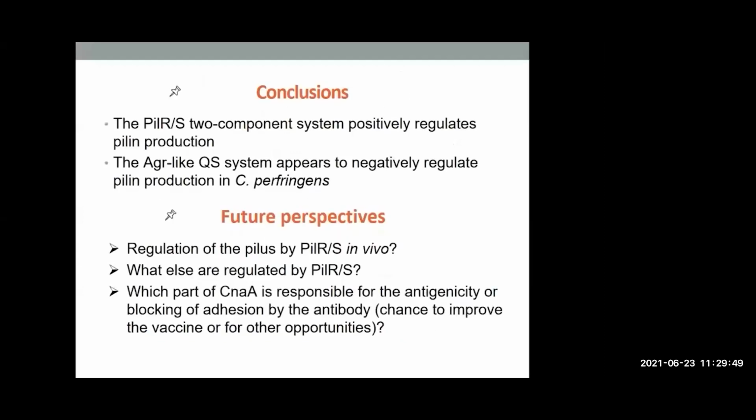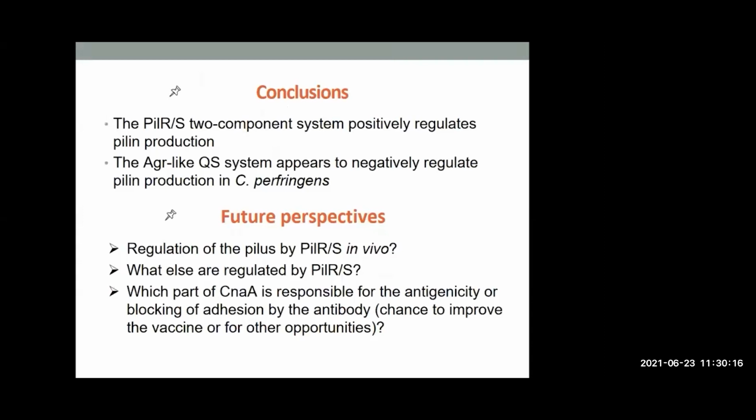So this leads to a conclusion. The first one, PilRS two-component system positively regulates pilin production, while Agr-like quorum-sensing appears to negatively regulate the pilin production in Clostridium perfringens. By this point, what can be done in the future?